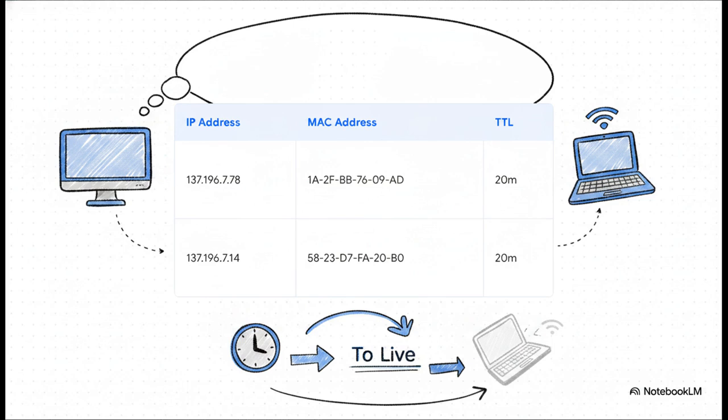But check out that third column, TTL, or time to live. This is a game changer. Networks are dynamic, right? People unplug laptops, they move around. The TTL ensures that the network forgets these mappings, usually after about 20 minutes. This forces the device to constantly relearn the directory, ensuring that this crucial lookup table stays perfectly up to date and never accidentally routes your data to a phantom, disconnected laptop.